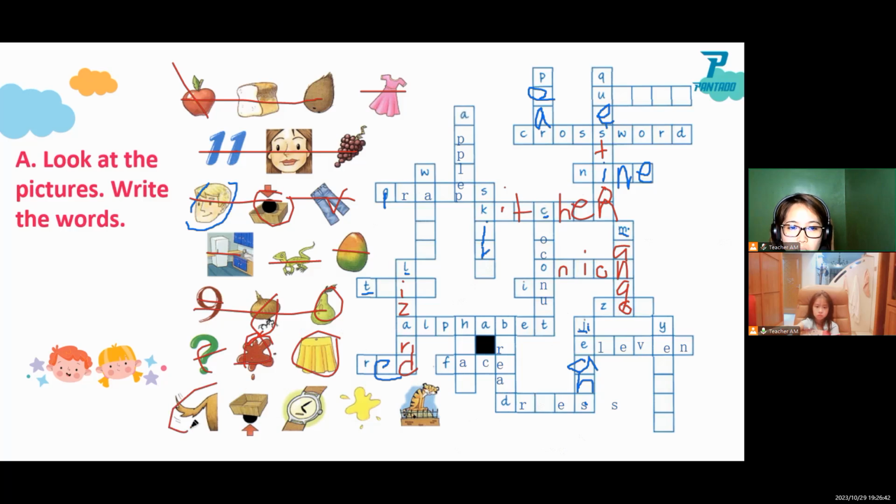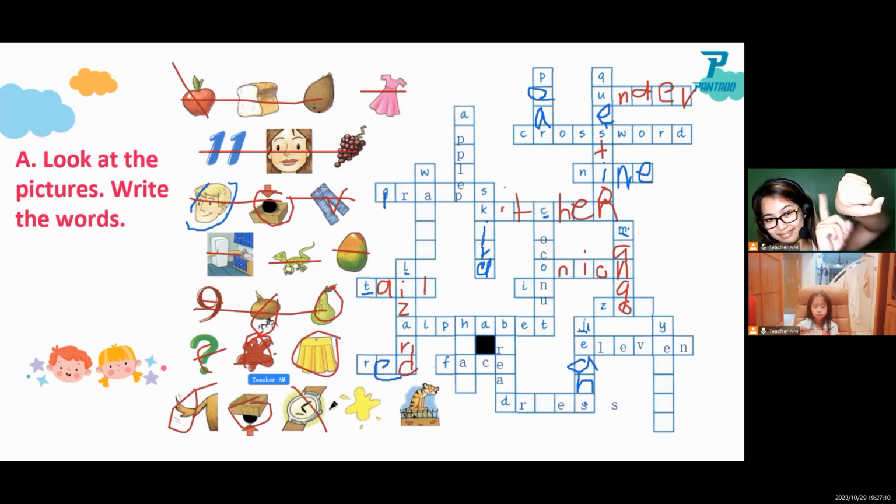Okay, now what's this, Zoe? T. Tail. Okay, now where is the ball? It's under. Okay, let's write under here. Now, what is this? Watch. Very good. Watch here. W A T C H.